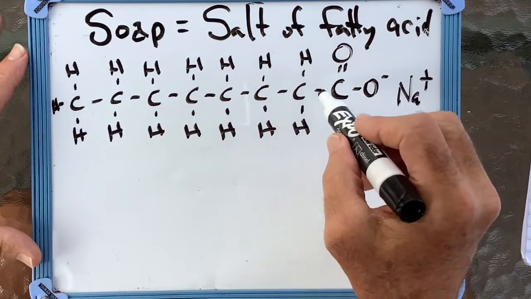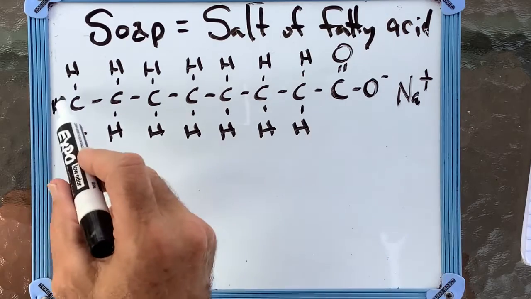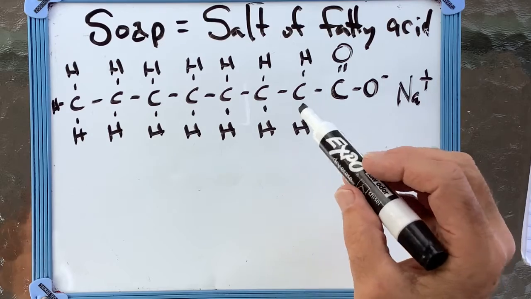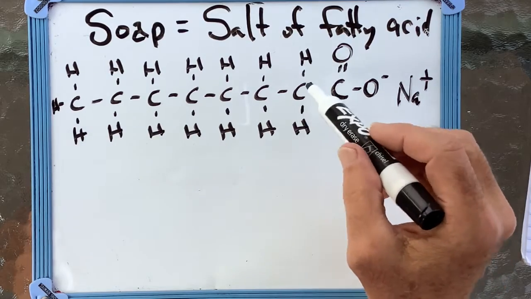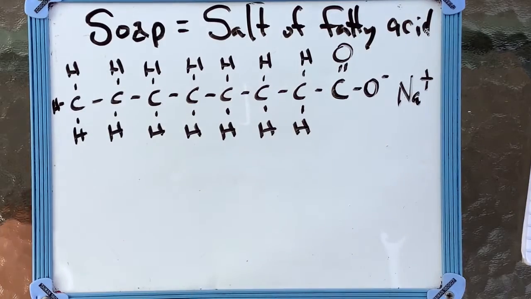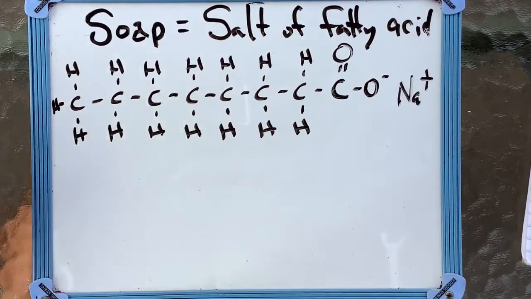And then here's the fatty acid chain, the hydrocarbon chain. It's a long chain of carbons that goes on further, but I just wanted to abbreviate a little bit. I ran out of room. Every one of these carbons has 2 hydrogens attached to it. The last one has 3 hydrogens. So that's what a soap molecule looks like.